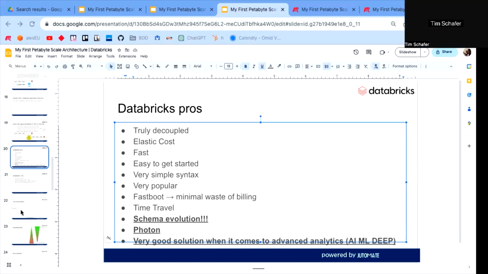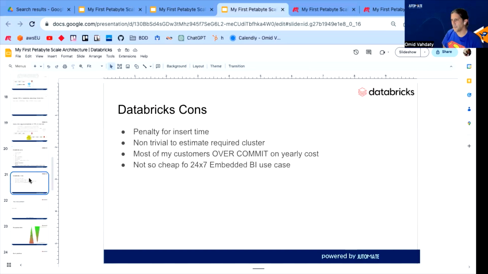Please. Thank you. Okay, in terms of cons, there's penalty if you do the insert time, as we discussed, to pre-process your data into Delta Lake format, and it's not super trivial to estimate the required clusters, so you may end up over-committing on a yearly basis, overspending on a daily basis, simply because it requires so much expertise to get it right.